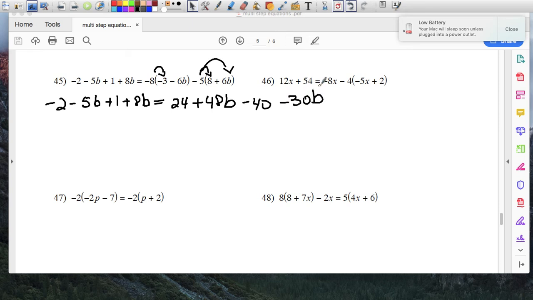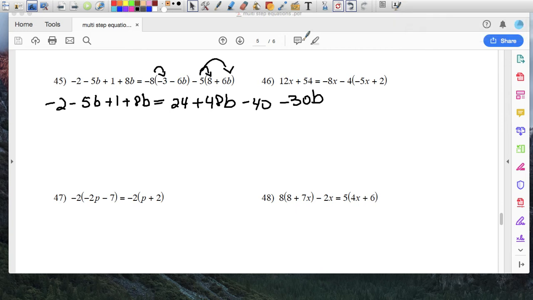Now I have a bunch of things I want to combine. Let me just charge my computer. So you can start combining if you like. Hopefully you have this done actually.